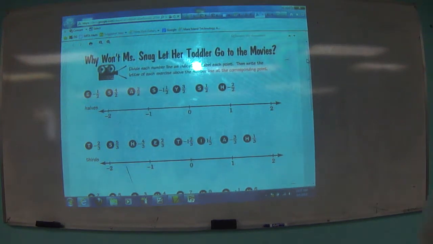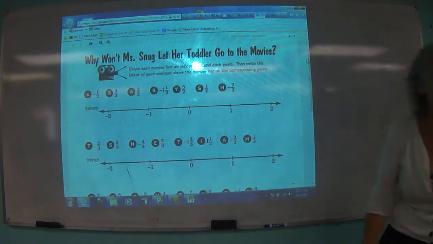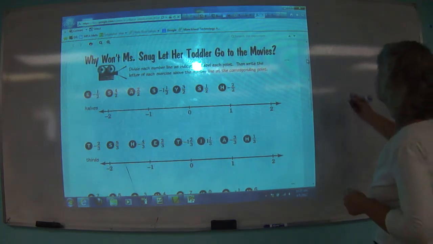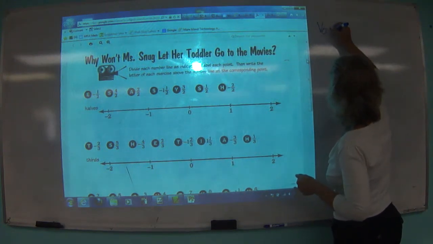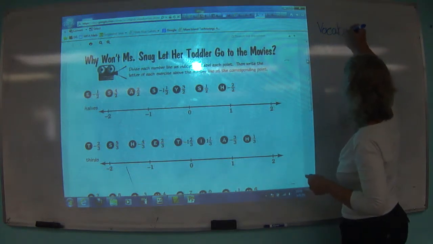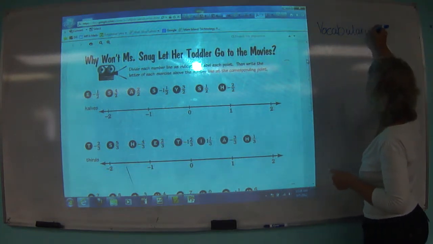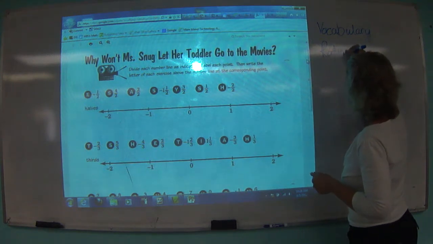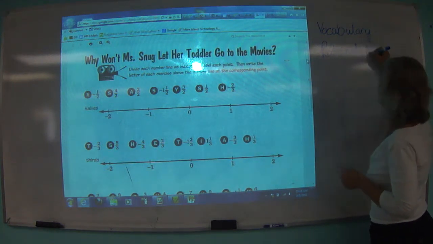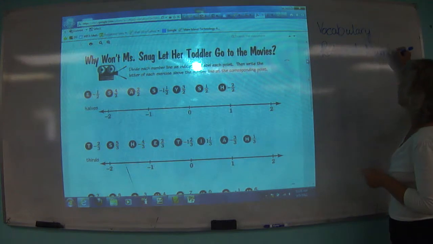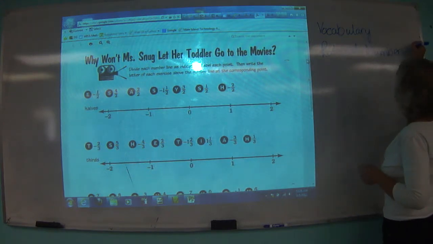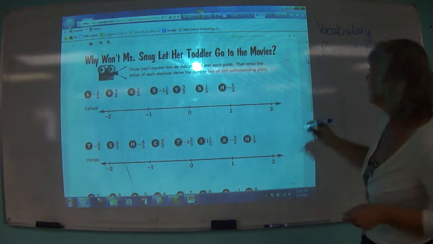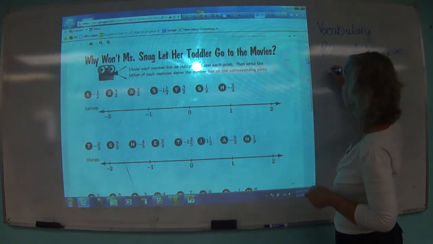Right, we're going to talk about rational numbers, otherwise known as fractions. So the first thing we're going to do is say we have vocabulary, and it is rational numbers. Okay, what are rational numbers? A number that can be turned into a fraction.